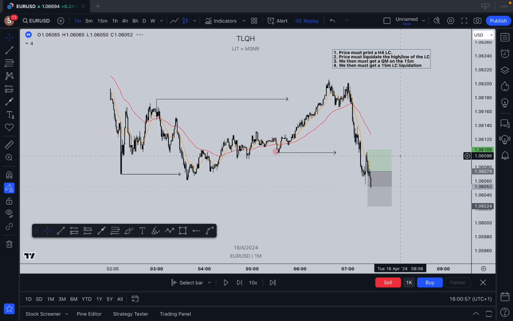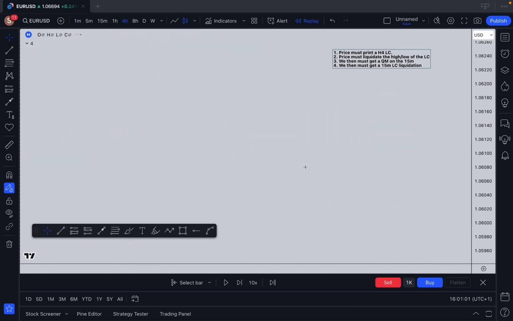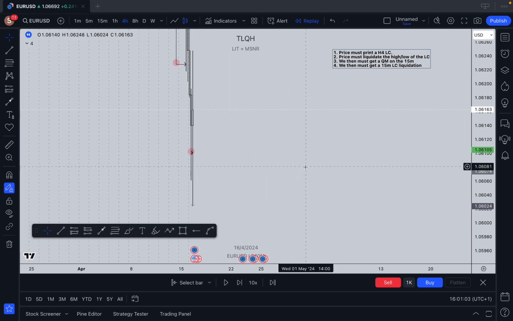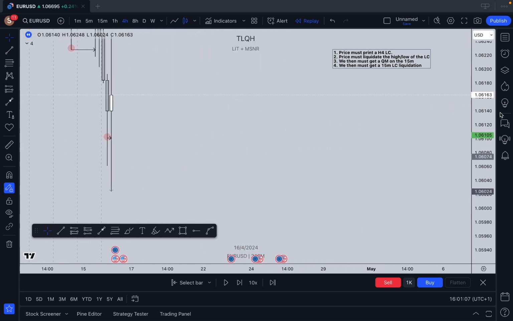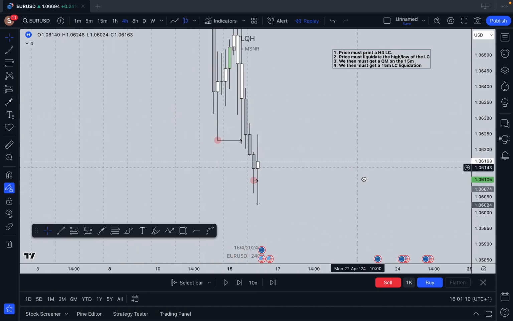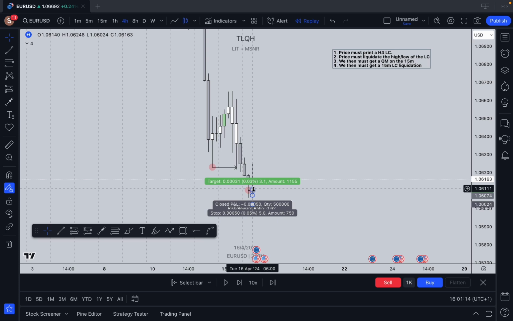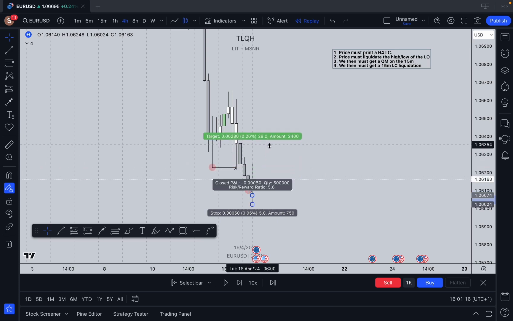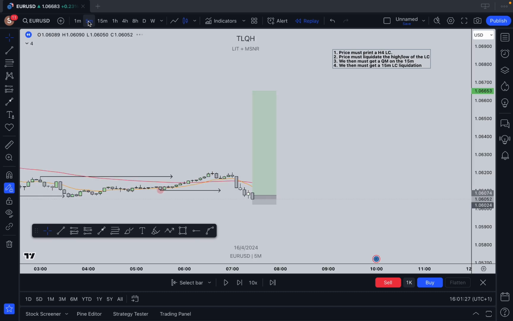And now where are we targeting? If we go back up to the H4, our first target would be a nice 5 risk to reward, and then our final target would be up here at this next liquidity candle. Now let's see what happens.